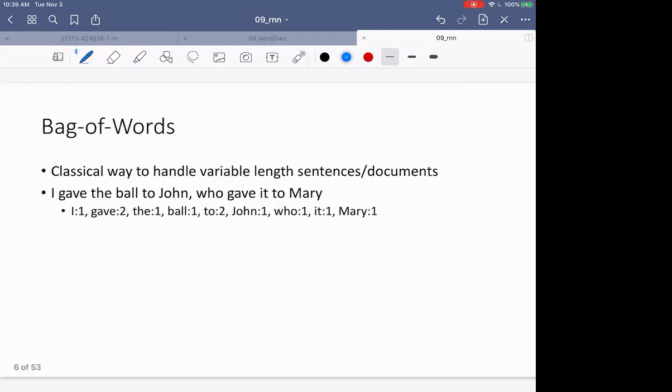All right, so one way to deal with variable length sequences is to use something called bag of words, which is a classical way to handle documents or sentences. You could handle either sentences or documents. So given a sentence like this, I gave the ball to John, who gave it to Mary. Bag of words is basically you don't care about the order of the words. You just count how many times each word occurs in the sentence, and that's it.